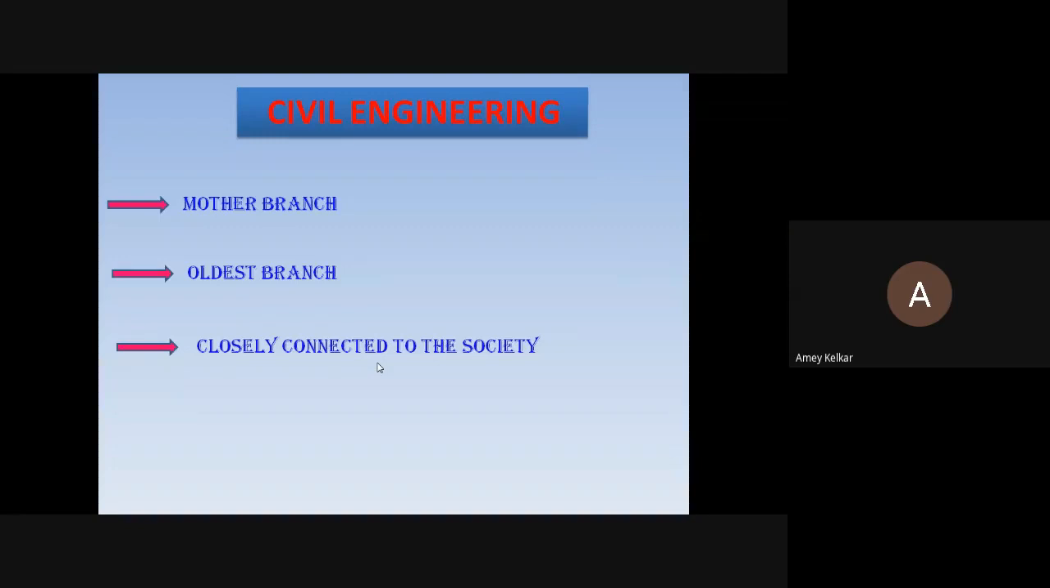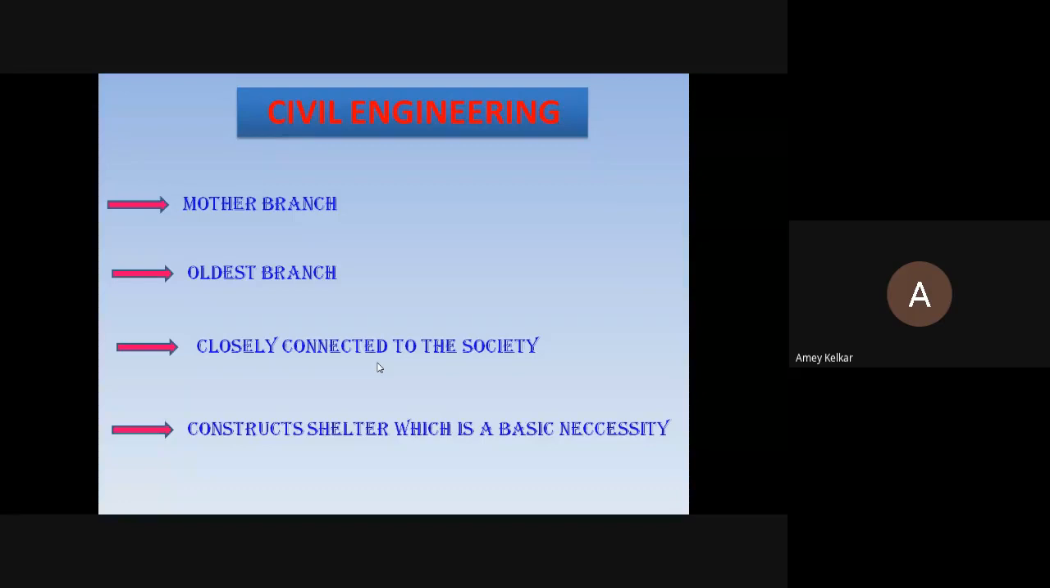So it is closely connected to the society and constructs shelter, which is a basic necessity of all humans. Without a home, no one will be satisfied, let it be Ambani, let it be you, or let it be me. We are satisfied when we have our own small, nice, sweet home where we stay happily. And that basic need of the entire world is satisfied by a civil engineer. That's what my branch is to you all. So this is what I wanted to tell you all about civil engineering.